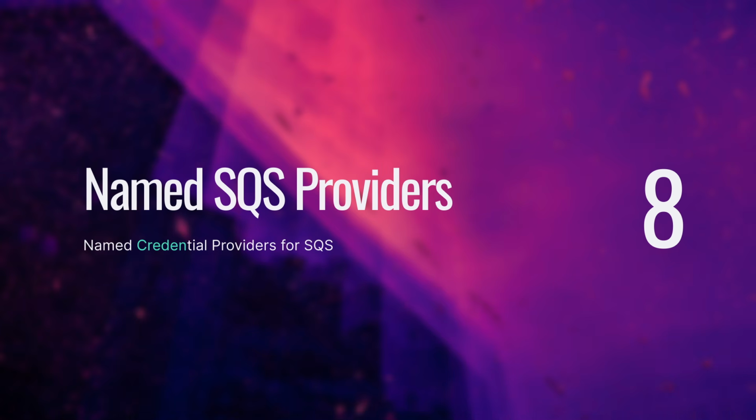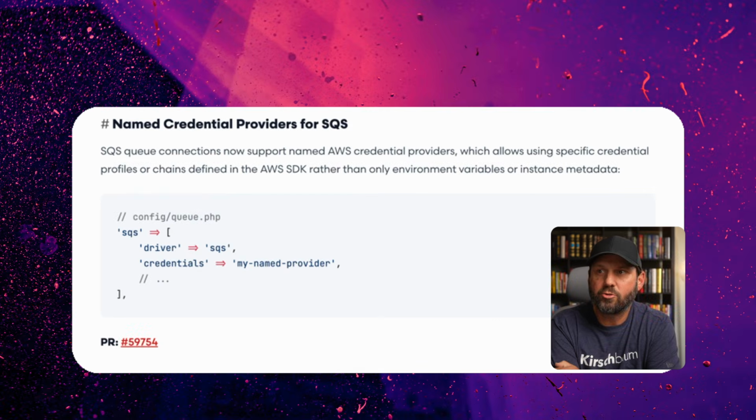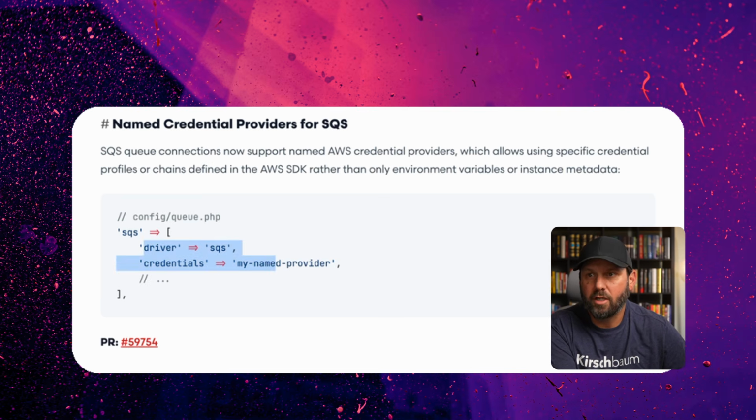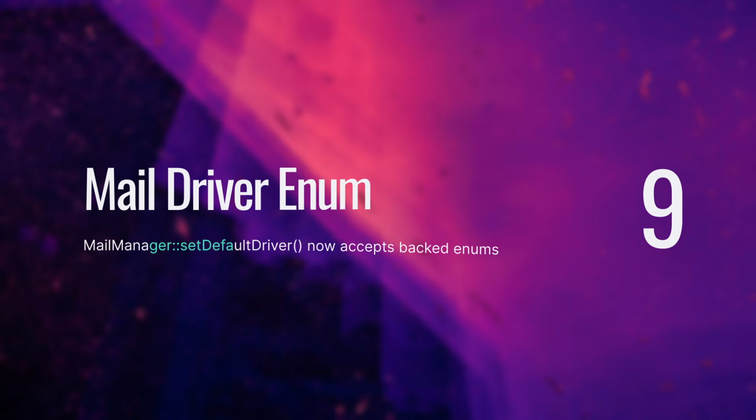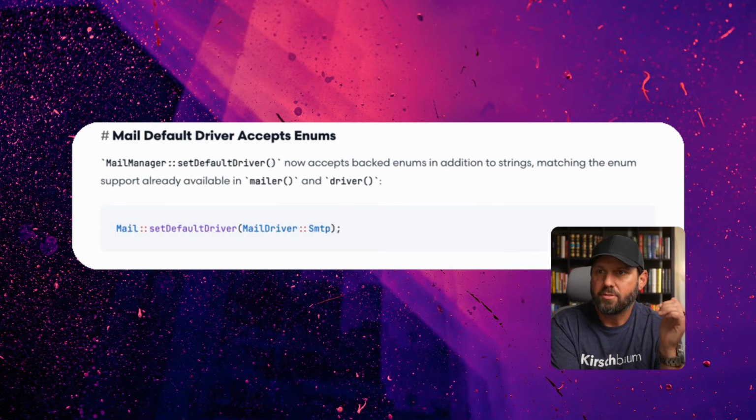SQS queue connections now support named AWS credential providers. And you can see right here, config queue, SQS driver, and then the credentials would be your named provider. Along with the other enum, the mail default driver accepts enums. So now you can call Mail::setDefaultDriver, and you can say MailDriver::SMTP, or whatever is defined as an enum. So as we said, this is the Laravel 13.8 highlights.